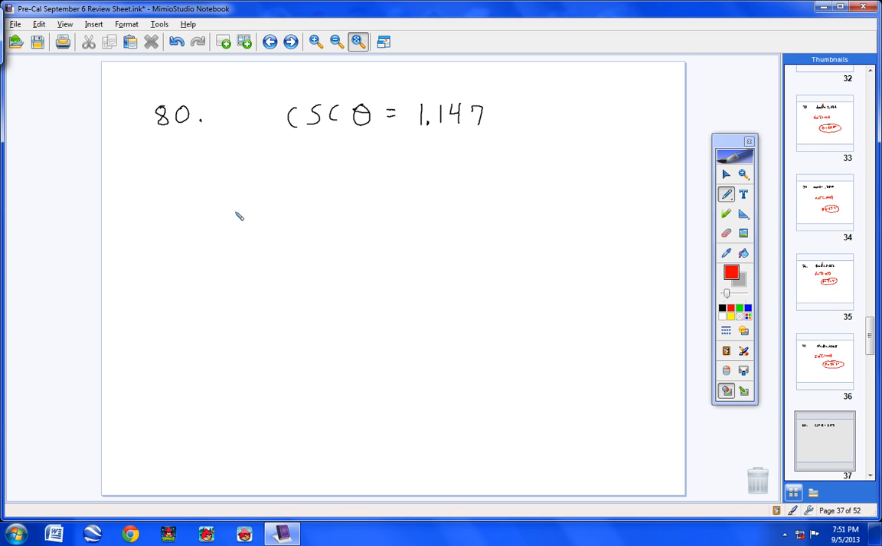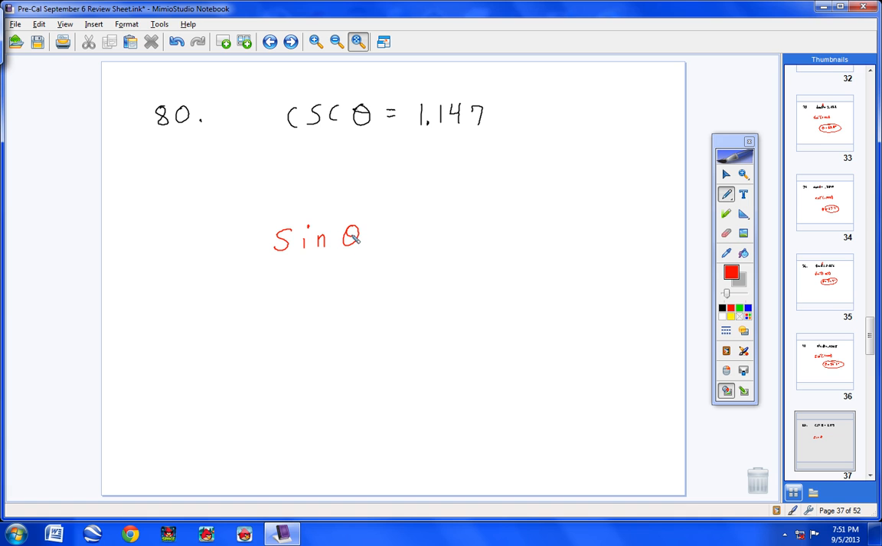Number 80. A tougher one. I've been waiting for that to happen. Okay, we don't have a cosecant to the -1 button on our calculator. So here's what you do. You write the inverse of this side. Well, the inverse of cosecant is sine. So I'm going to write sine theta.